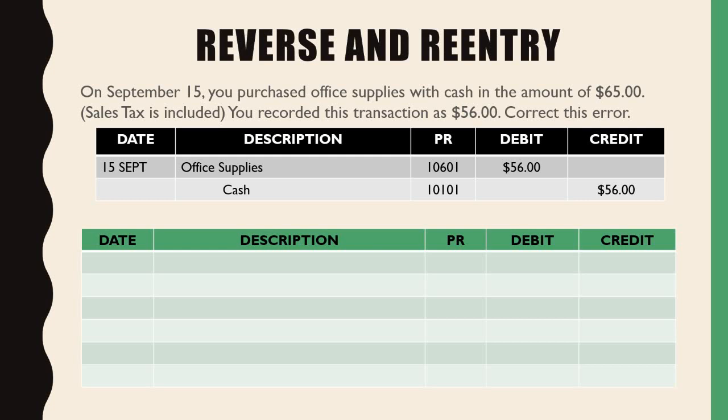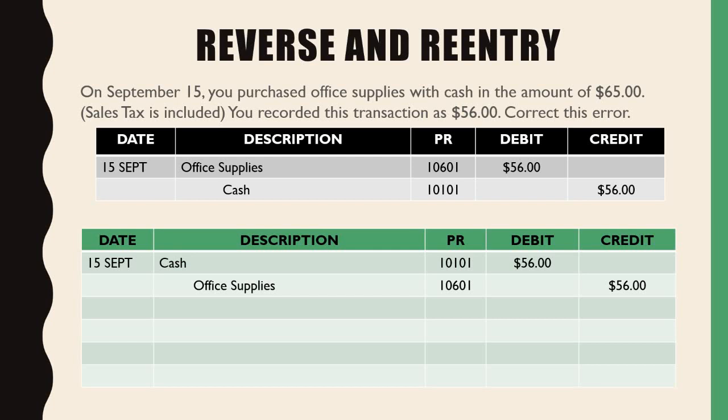Okay, so how do I use the reverse and re-entry? So let's take a look at it this way. If I was actually physically going to the store, or let's say we went to Office Depot and I actually purchased the office supplies with cash, now in this case, to reverse the entry, I simply go back to the store and return the supplies, okay? So I'd be getting my money back, and I would also be returning the office supplies for the incorrect amount, which is the $56.